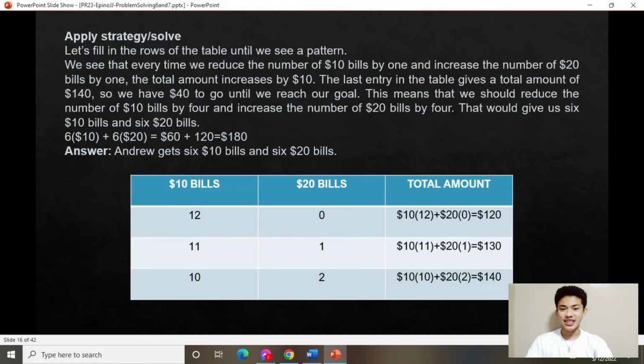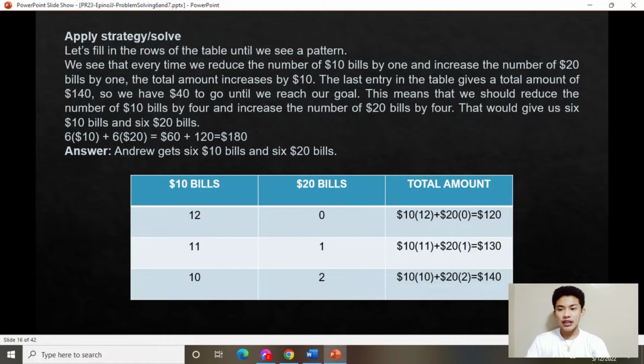Apply strategy. Let's fill in the rows of the table until we see a pattern. We see that every time we reduce the number of 10 bills by 1 and increase the number of 20 bills by 1, the total amount increases by 10 bills. The last entry in the table gives us a total amount of 140 bills. So we have 40 bills to go until we reach our goal.